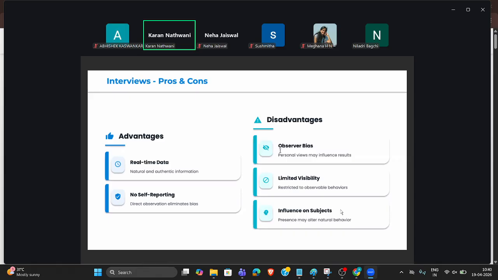So that happens in the case of hair also. The presence may alter natural behavior. What you actually want to say, you cannot say when that person or subject is present. That means you have to say it in their absence only. So that is the influence on the subject.